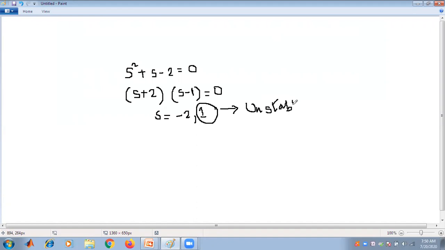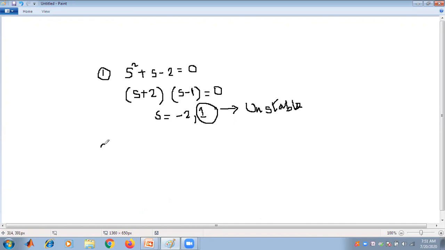So this is one of the essential conditions to make a system stable. The first one is that all the coefficients of the characteristics polynomial must or should have the same sign. It is plus 1, it is plus 1, it is minus 2, because it is also the coefficient of s to the power 0.